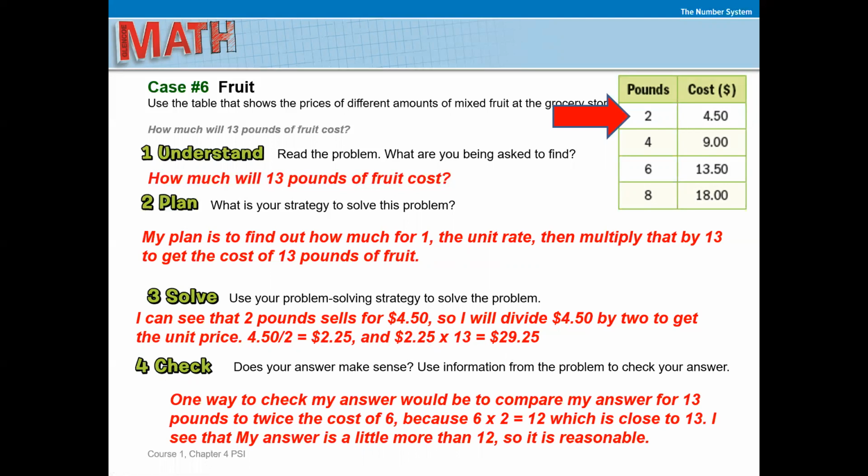One way to check my answer would be to compare my answer for 13 pounds to twice the cost of 6. Because 6 times 2 is 12, which is close to 13, I see that my answer is a little more than 12, so it is reasonable.